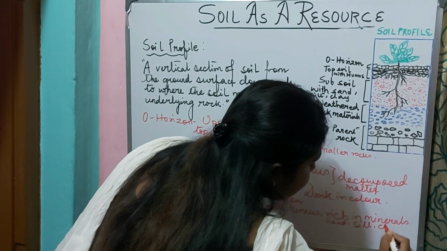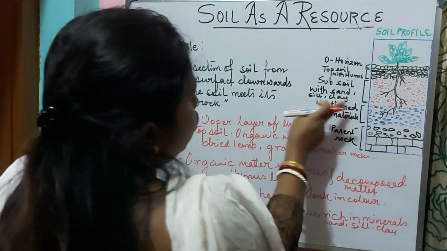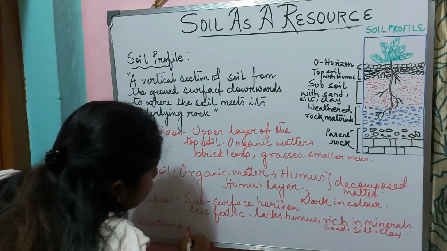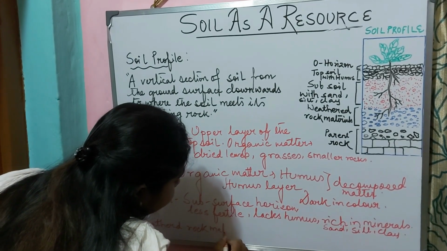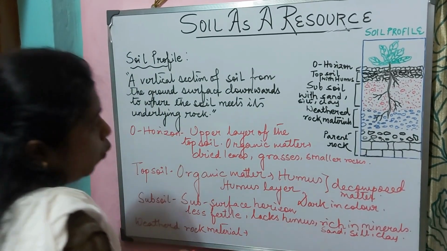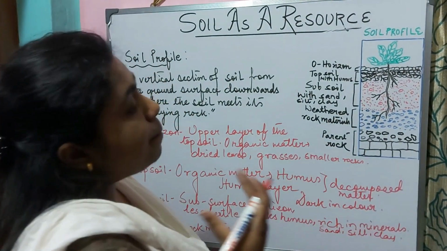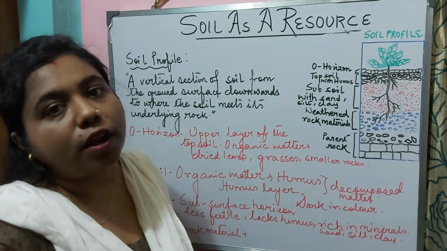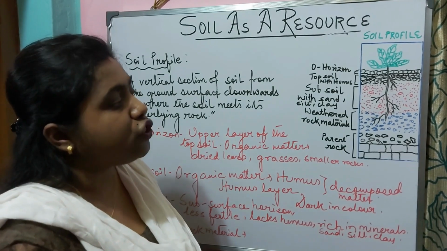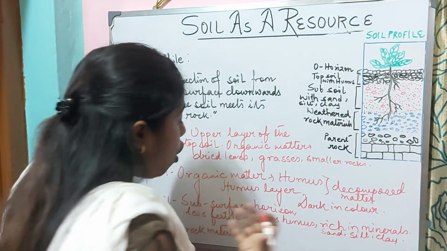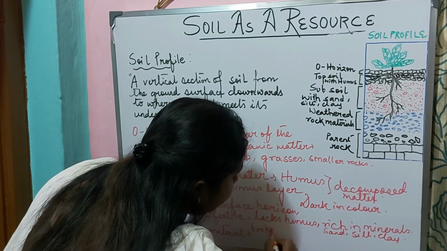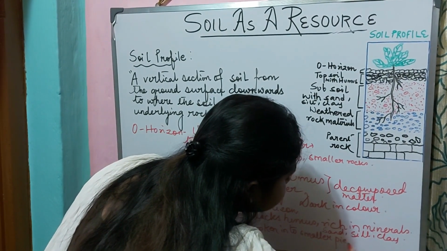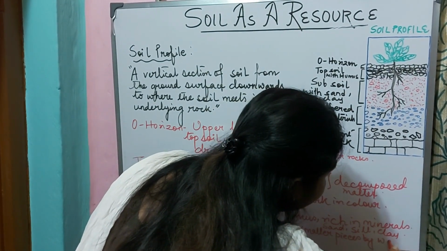silt and clay. Now let us move ahead with the next layer, that is the layer of weathered rock material. Weathered rock material means the original rock, that is the parent rock or the bedrock, which gets broken into smaller pieces. How or why does it get broken into smaller pieces? It gets broken into smaller pieces by weathering.